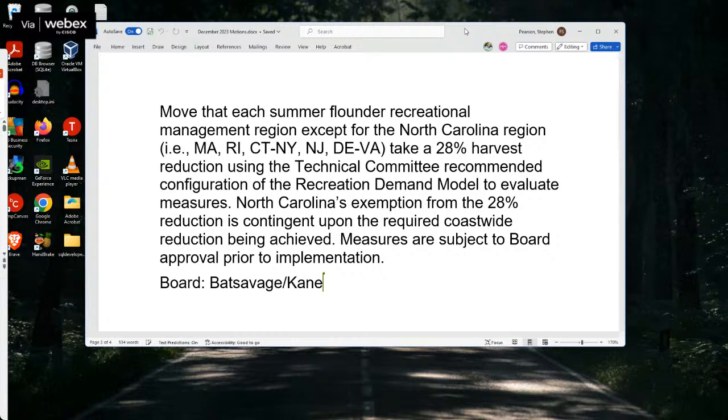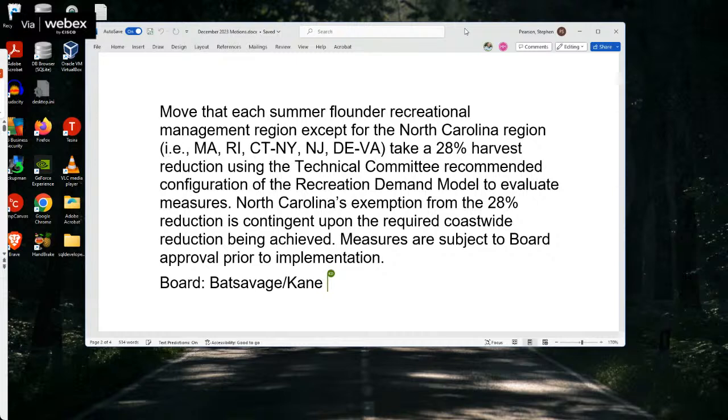I'll also add that this type of exemption has been granted to North Carolina in the past. The year that we did do a 1-inch increase, North Carolina was exempted from that for a very similar type of reason. So any further discussion on the motion?